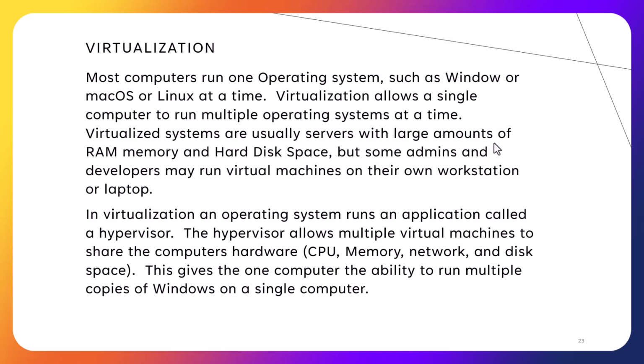In a virtual operating system, there's an application called a hypervisor that allows us to share these multiple operating systems on a single piece of hardware. The hypervisor allows the virtual machines, and that's what they're called. You can have 3 copies of Windows running on, say, one machine, and they are 3 independent copies of Windows running, sharing memory, CPU, network, and disk space.